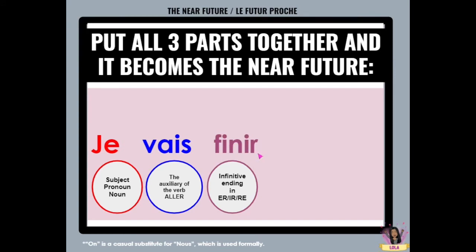Over here, I used a different one. Finir, I used an IR. So, je vais finir. I'm going to finish. And this one is an RE verb, attendre. And that means to wait. So, I am going to wait. Je vais attendre. Again, the first part, the second part, and the third part.